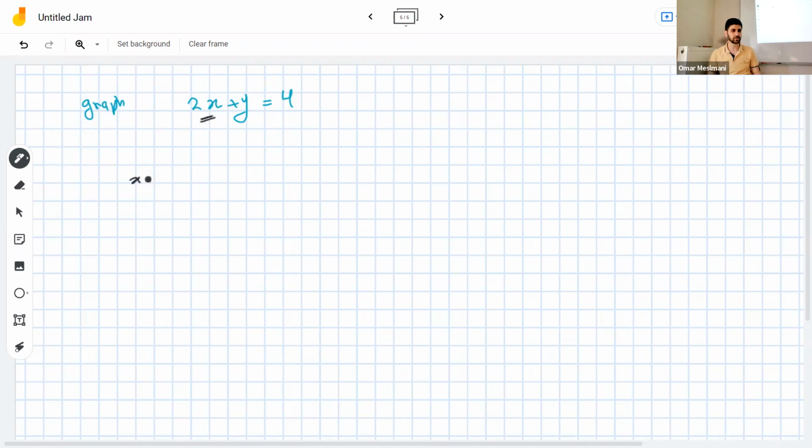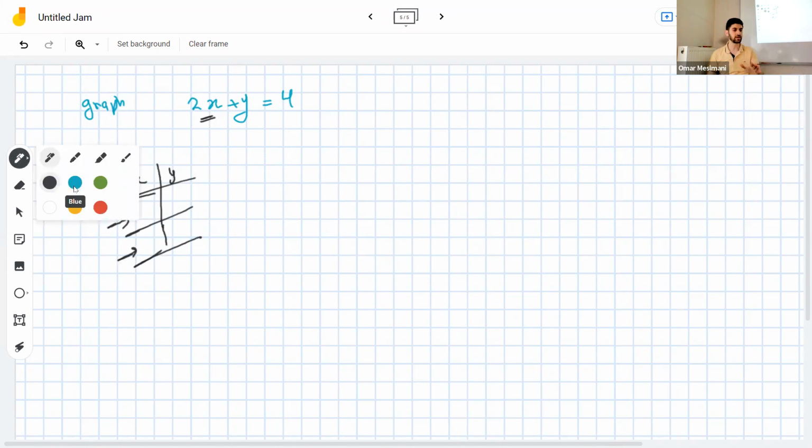So we have x and y. I'm trying to create a table of x and y values. Here you can take any value of x, any value you want: 1, 2, 3, 4, 5, anything. So let's say that I'm trying 1 as x. Look what's going to happen.